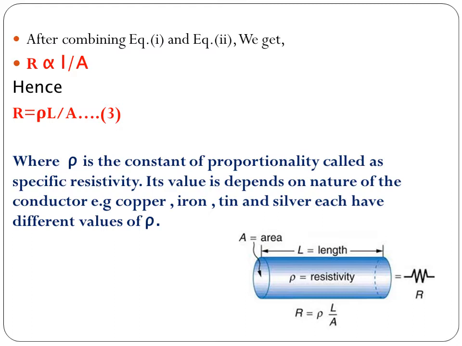So ρ is the constant of proportionality and it is called the specific resistivity. Every substance has its specific resistivity value. Its value depends on the nature of the conductor. For example, copper, iron, tin and silver each have different values of ρ, and depending on the value of ρ, the resistance also depends. This equation shows that resistance R is directly proportional to the resistivity. So the substance which has a high resistivity value has a high resistance value.